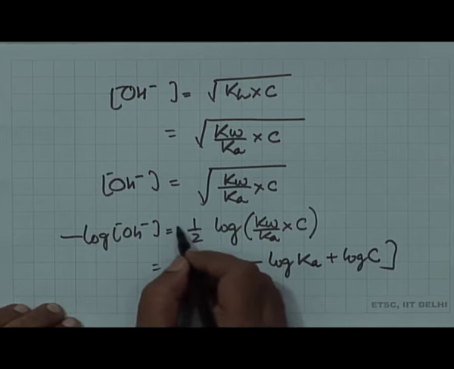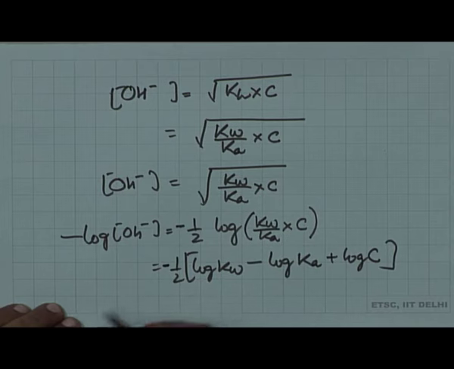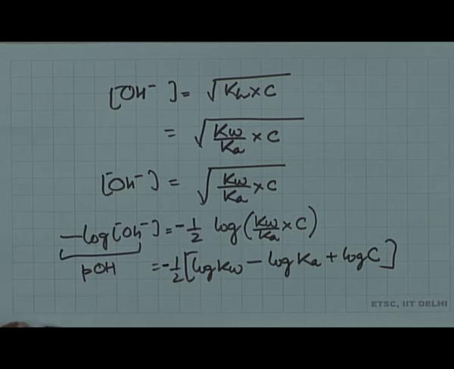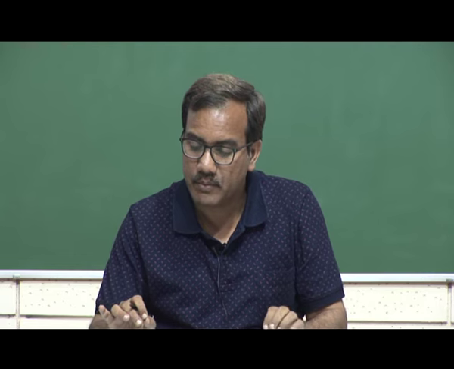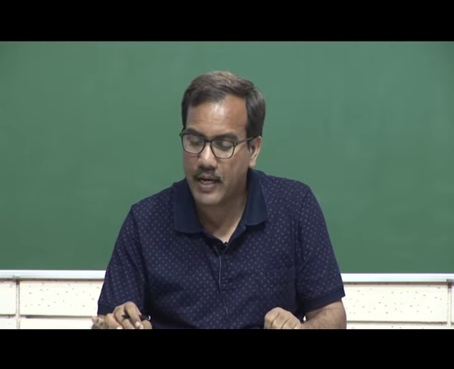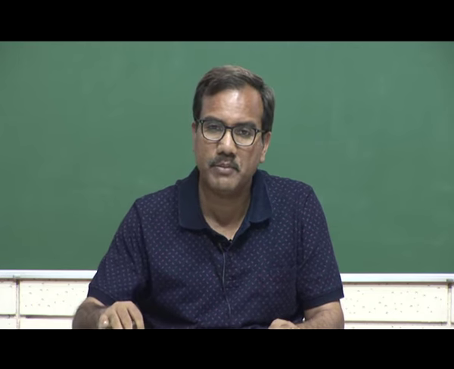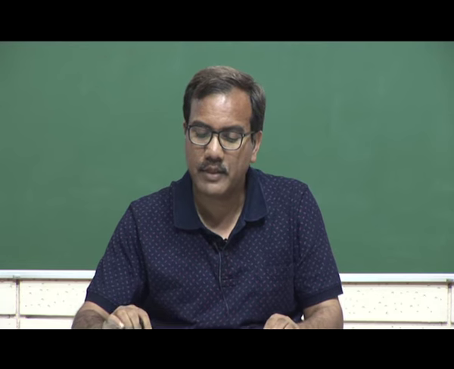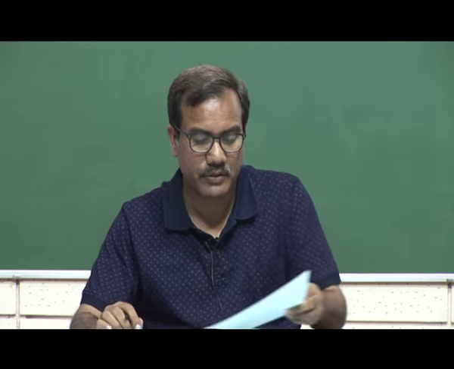This is with the minus sign. So, let us put minus sign here, and so pOH will be minus log OH, and from this equation we can calculate what the pOH of the solution will be, and since pOH plus pH is equal to 14, you will be able to calculate the pH of the solution.